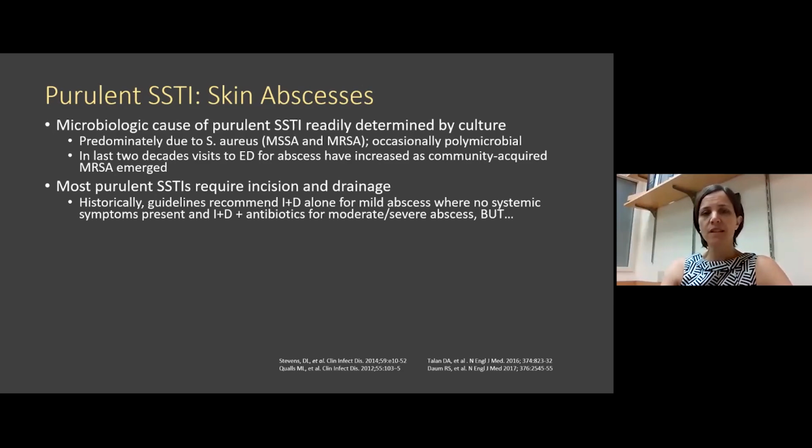So most purulent skin and soft tissue infections require incision and drainage. Historically, guidelines have recommended incision and drainage alone for mild abscess where there's no systemic symptoms present. And then they recommend incision and drainage with antibiotics for moderate or severe purulent skin and soft tissue infections. And that's certainly what you would find if you looked up the most recent guidelines from the Infectious Diseases Society of America from 2014. But since then, a couple of studies have come out that have changed our thinking on this.